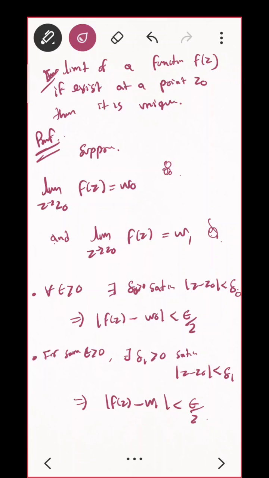Perfect, very nice. Okay, one question from my side. Why should we choose the minimum? Why not the maximum? Why the minimum only? Perfect, very nice. Good. So you can assume like this. See, mod of z minus z naught is less than delta naught, and you are having mod of z minus z naught less than delta 1.